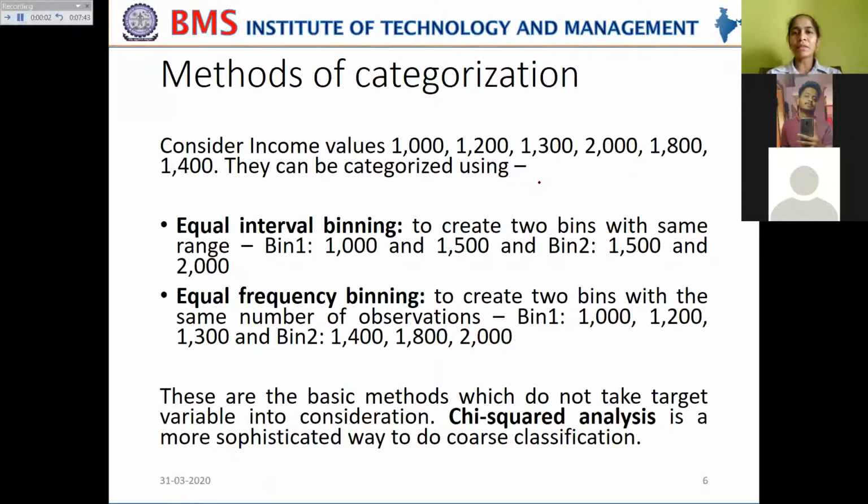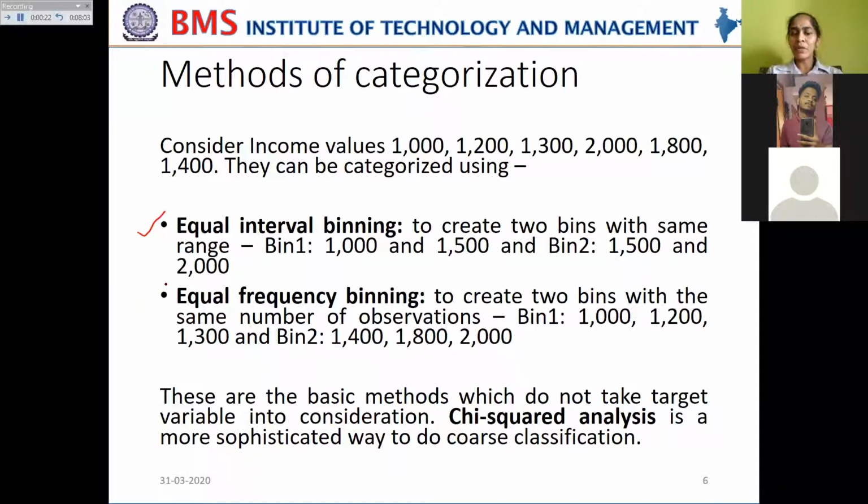Now, what are the methods of categorization? Consider an example here. Consider income values of customers as 1,000, 1,200, 1,300, 2,000, 1,800, and 1,400. Now, how can we categorize them? What are the methods of categorization? We have two methods of categorization: equal interval binning and equal frequency binning.